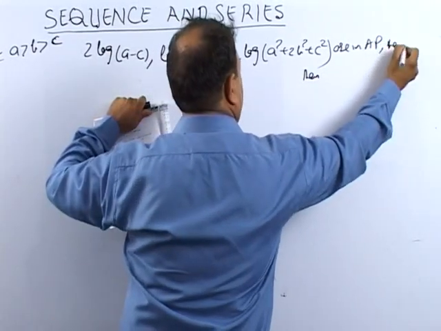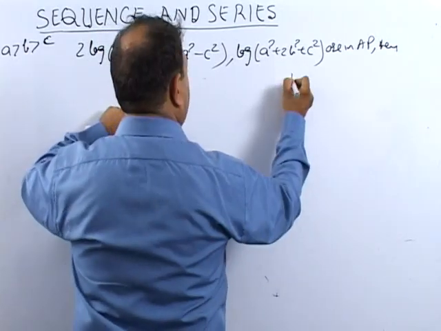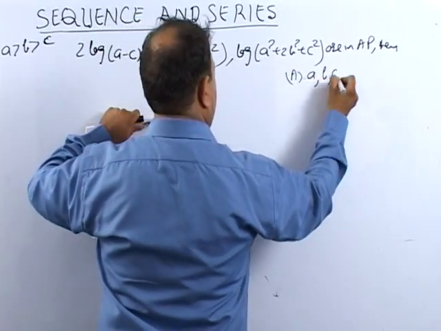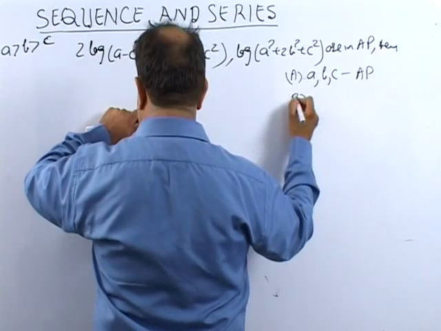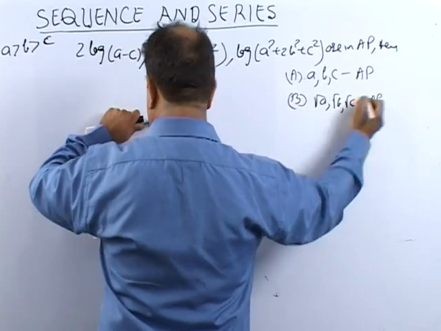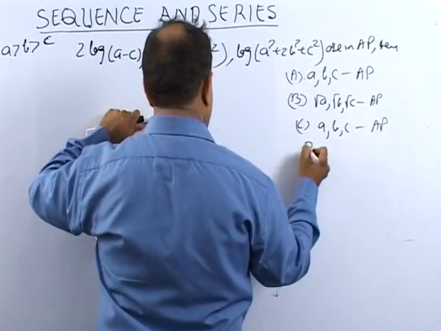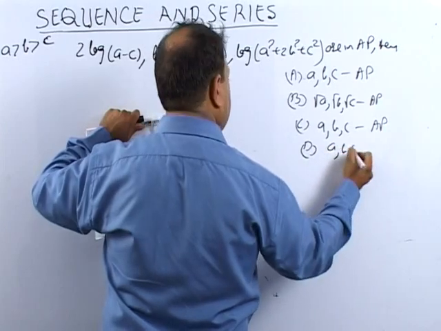Then the options given are: A option is A, B, C are in AP. B option is root A, root B, root C are in AP. C option is A, B, C are in GP. And D option is A, B, C are in HP.